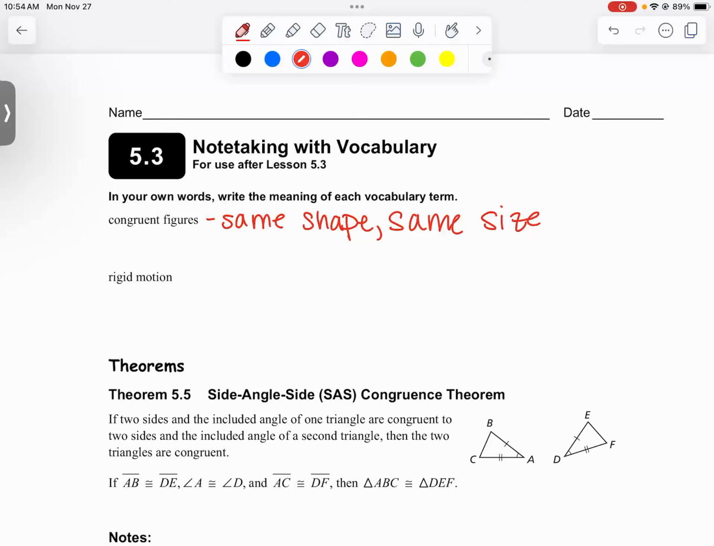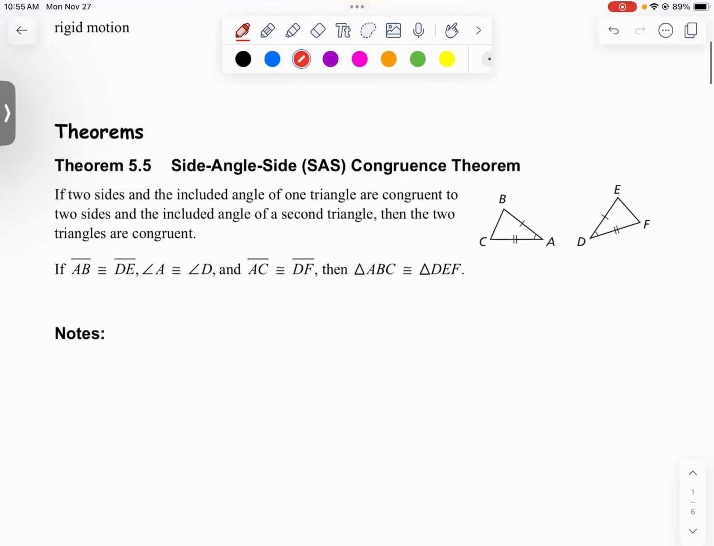We are going to talk about 3 shortcuts today and tomorrow. We're going to do the same 3 today and tomorrow. And then we'll talk about 2 or 3 others Wednesday, Thursday. So our first shortcut is called the side angle side congruence theorem.